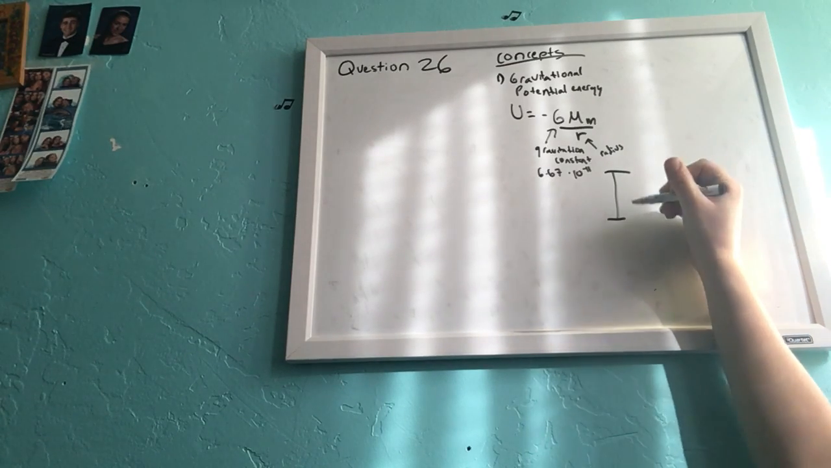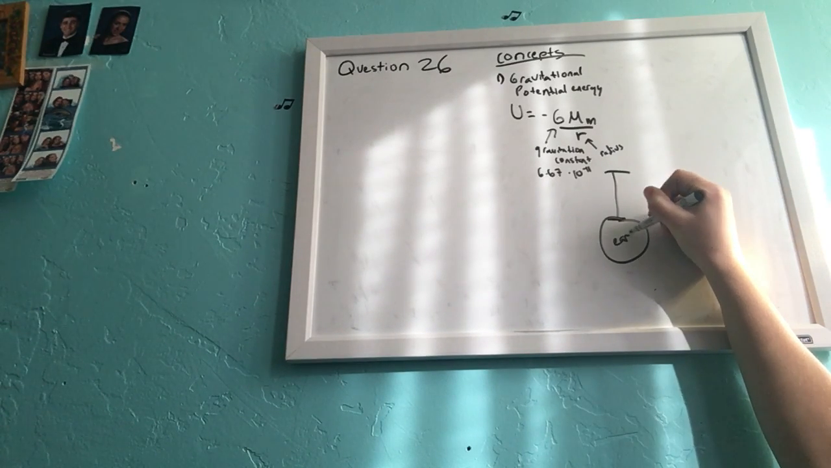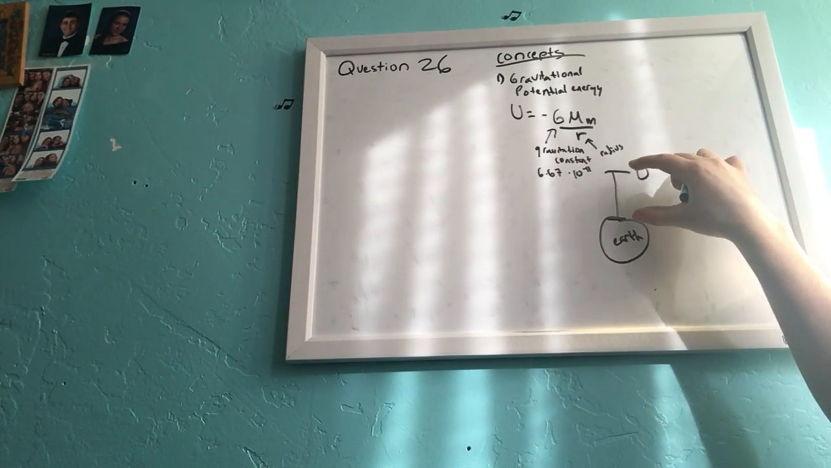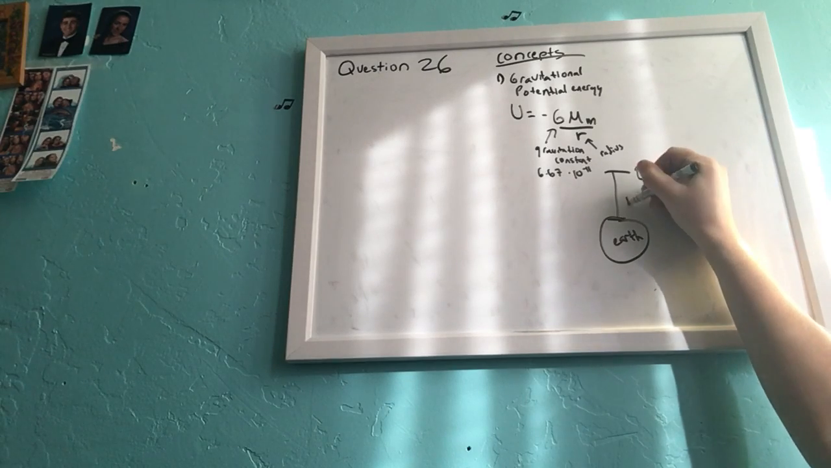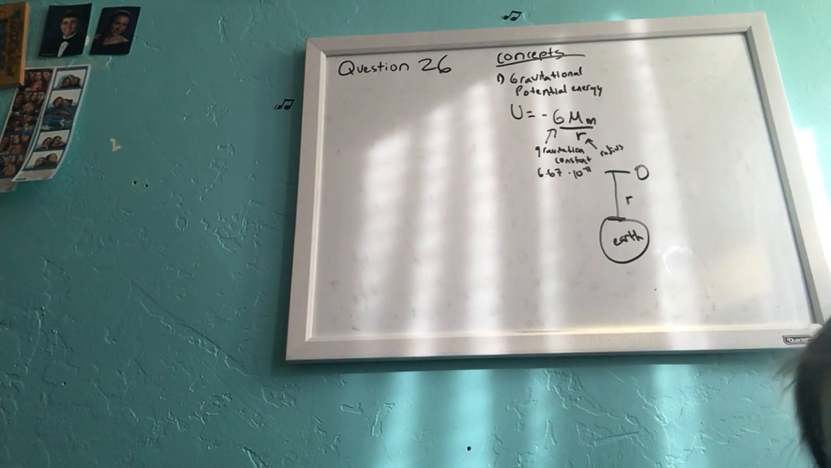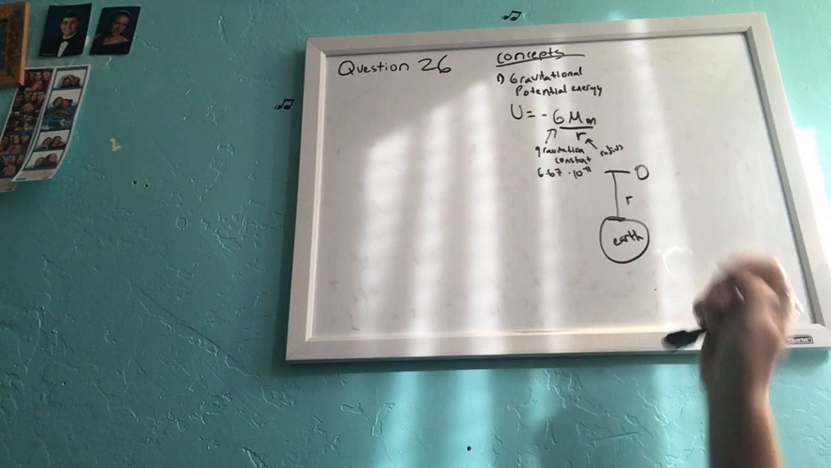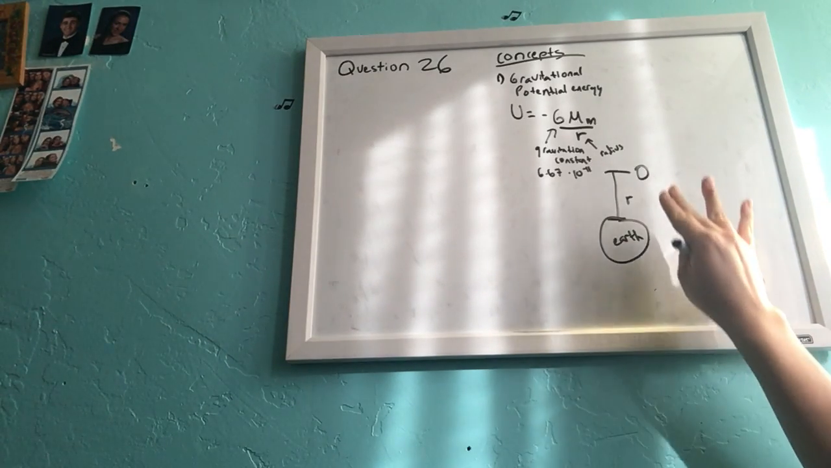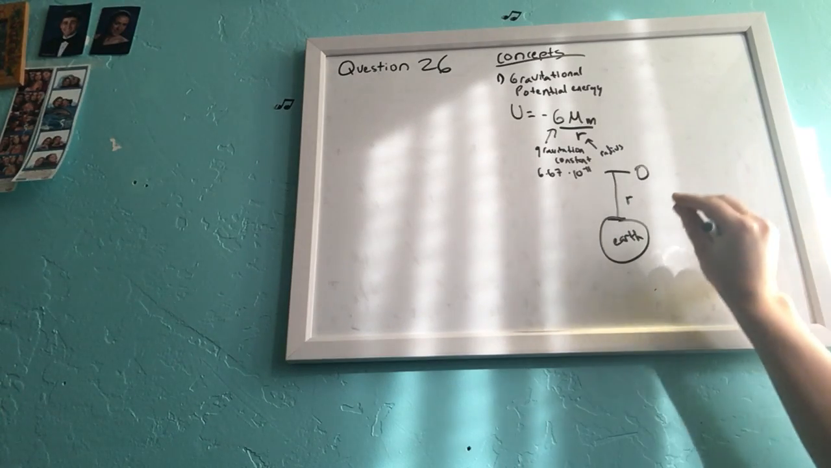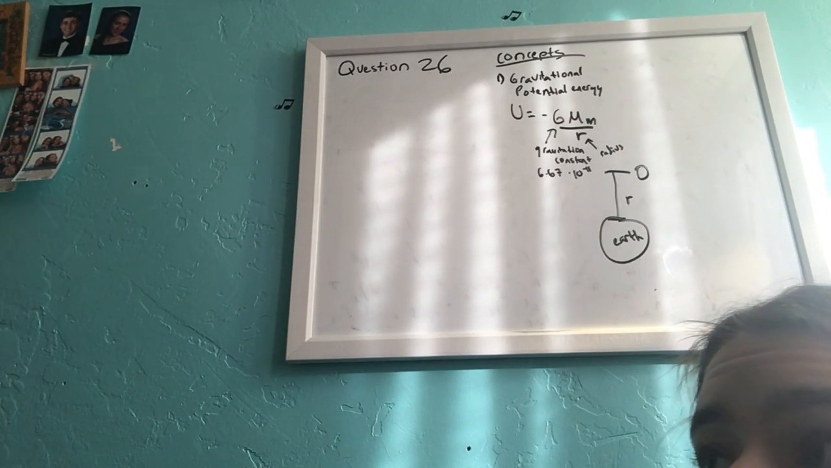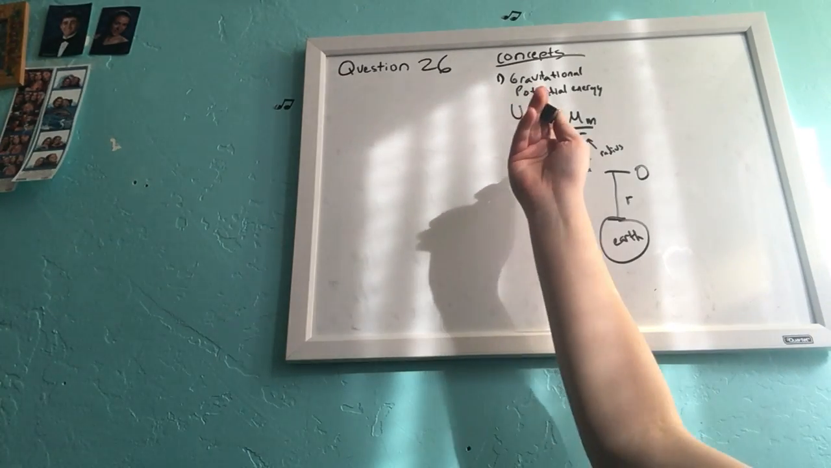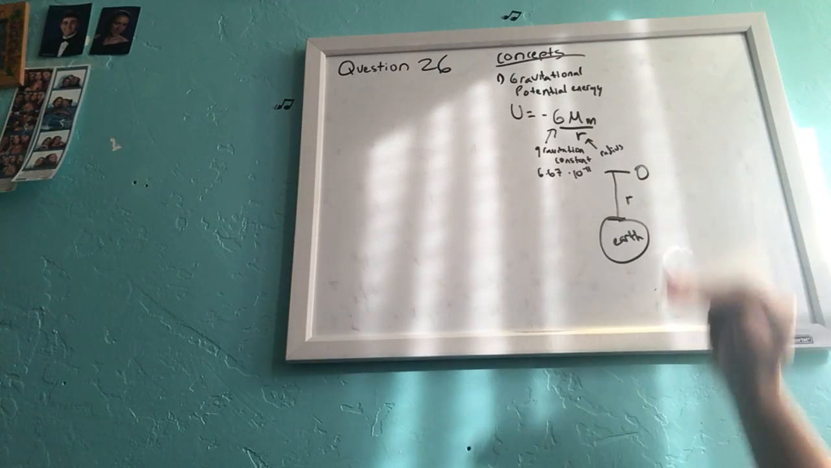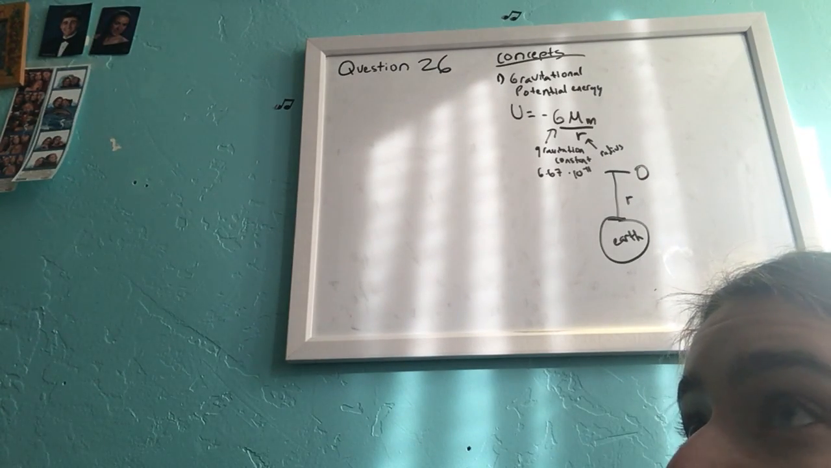So let's say this is the Earth, and this is an object, and it is at a radius r away from the Earth. Basically, this says that as this object gets farther and farther away from the Earth, the gravitational potential energy will increase, as shown by this principle. And as it gets closer, the gravitational potential energy will decrease.